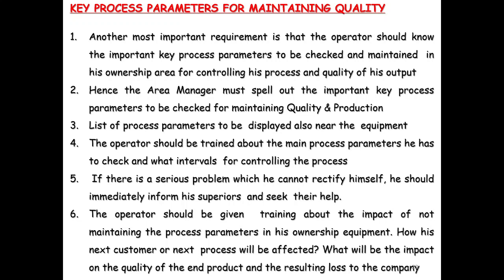If there is a serious problem which he cannot adjust and rectify himself, he should immediately inform his superiors and seek their help. The operator should also be taught about the impact of not maintaining the process parameters in his ownership equipment. How his next customer or next process will be affected. What will be the impact on the quality of the end product and the resulting loss to the company.